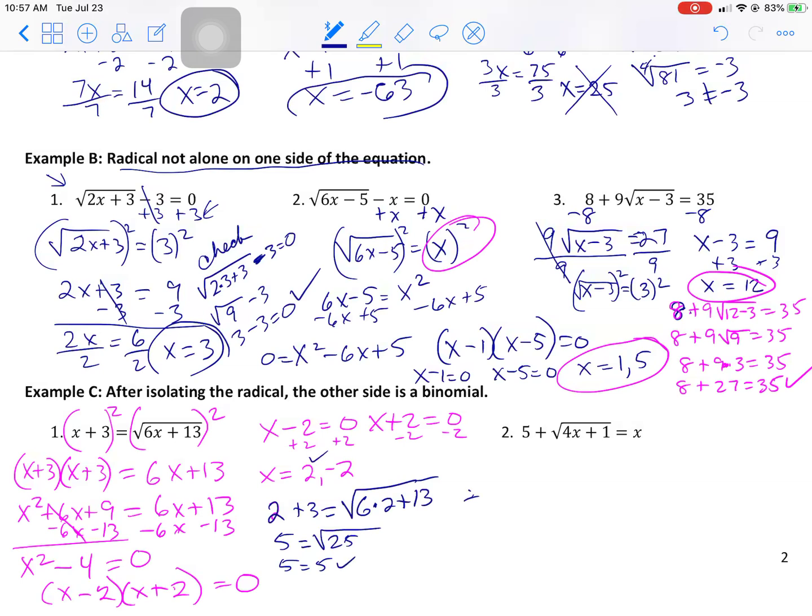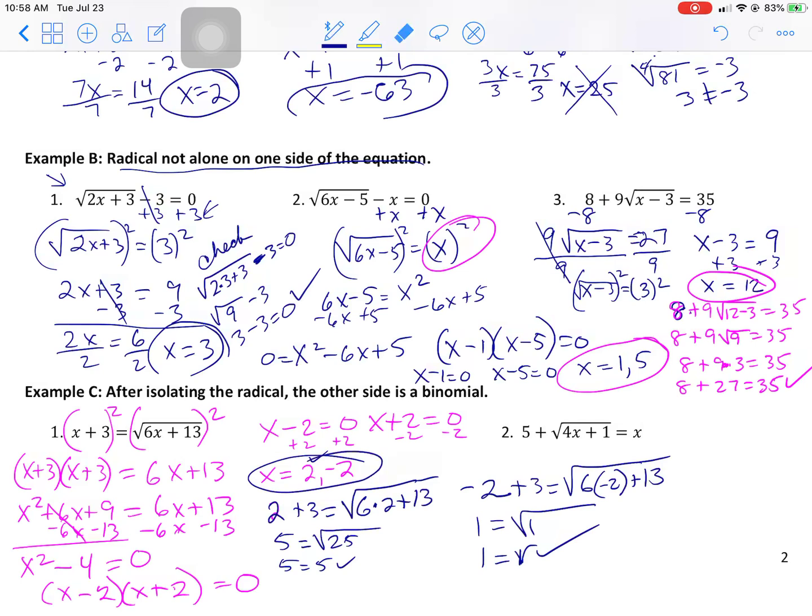How about the negative 2? Negative 2 minus, oops, plus 3. Hang on. Original problem. Negative 2 plus 3 equals the square root of 6 times negative 2 plus 13. So this is going to be 1 equals the square root of negative 12 plus 13, which is 1. 1 does equal the square root of 1. So that's good. So both of them are correct for that one. I didn't have any extraneous solutions for that one.